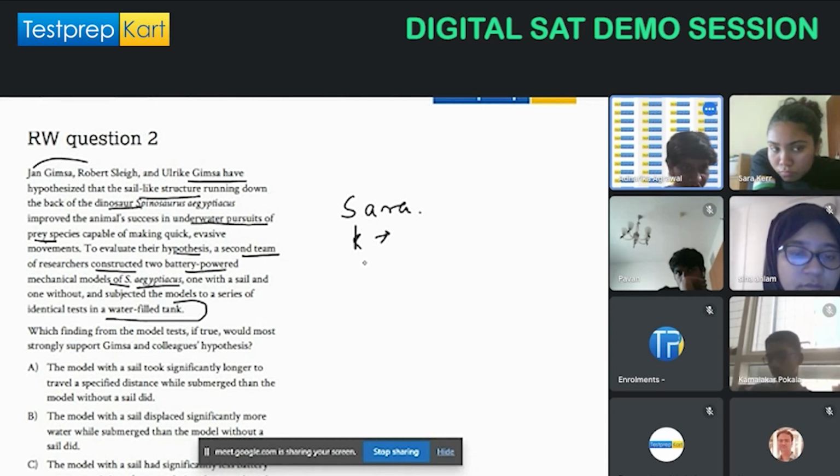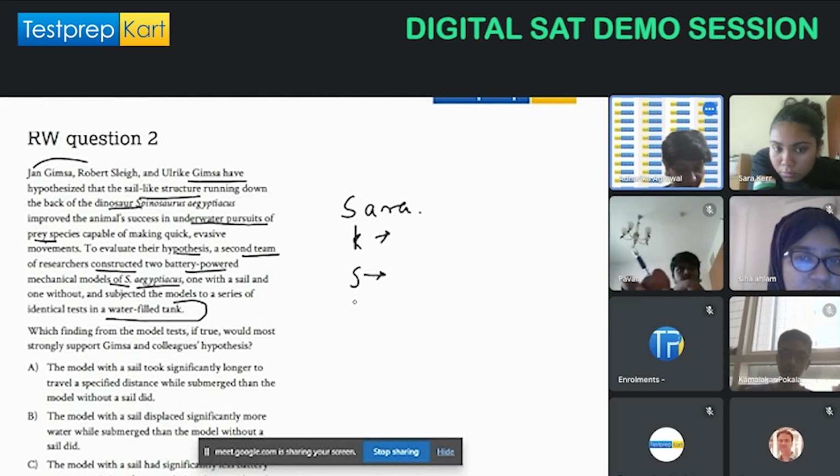From the passage, I understand that the three have hypothesized the sail-like structure on the dinosaur will help in improving its prey species capability. To prove it, the second team has constructed a research with one model with the sail and one with no sail. Okay, and last. Ma'am, I observe the same as everyone else. Okay, now let's move towards the options.